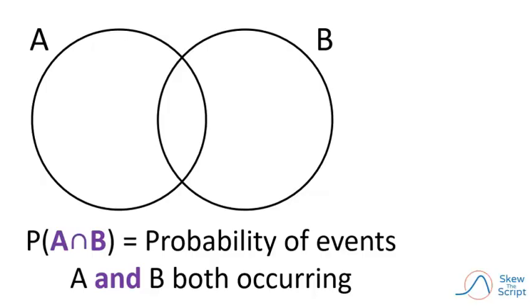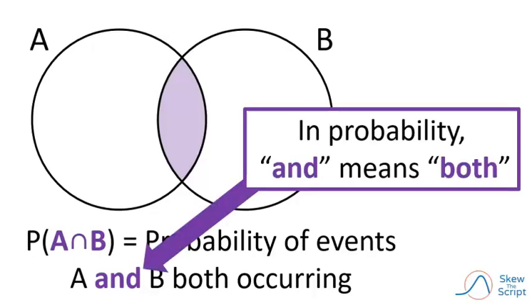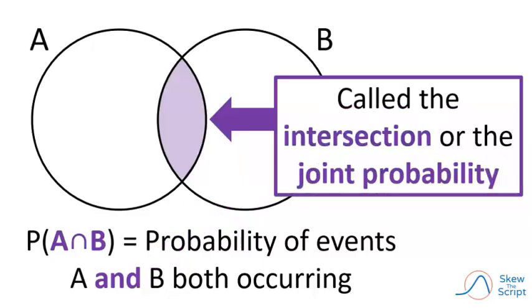Now, take a look at this notation. That symbol that kind of looks like an upside down U means and. So this means the probability of events A and B both occurring. And that's going to be where the circles in the Venn diagram overlap, somewhere here in the purple. That's the only area in which both A and B are simultaneously occurring. In probability, the word and means both. So we're looking for the place where A and B are happening.